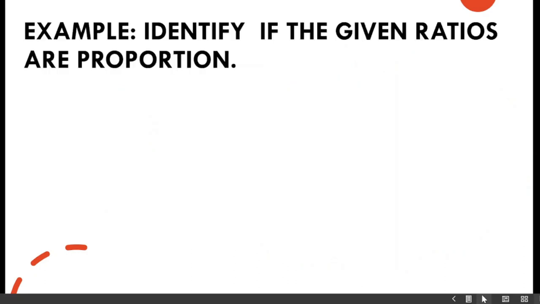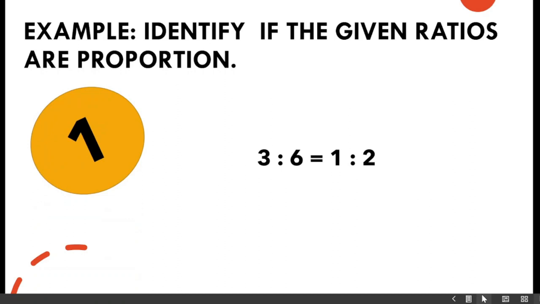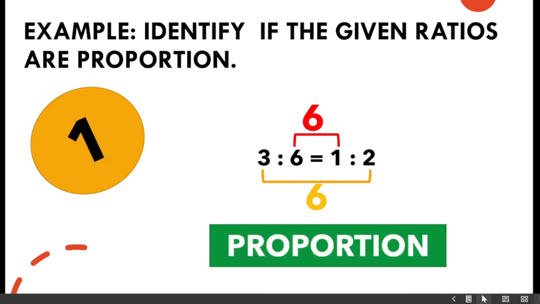Let's have an example. Identify if the given ratios are proportion. Number 1. The given ratios are 3 is to 6 is equal to 1 is to 2. Again, to find out if the given ratio is a proportion, we must multiply the means and the extremes. We have 6 times 1 is 6, and 3 times 2 is also 6. Therefore, the given ratios are proportion.